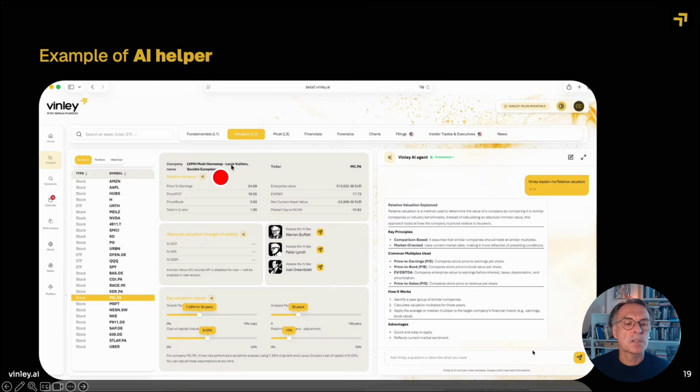So here you see, for example, where the red dot is, I have this AI helper where the label is relative valuation. By clicking on it, I don't have to write anything. So yes, it's okay to be lazy. Let's be very honest about this. It sends a prompt to the AI agent, Vinley: explain to me a relative valuation. That's basically what AI helpers are all about.